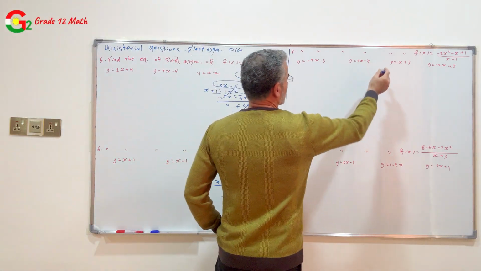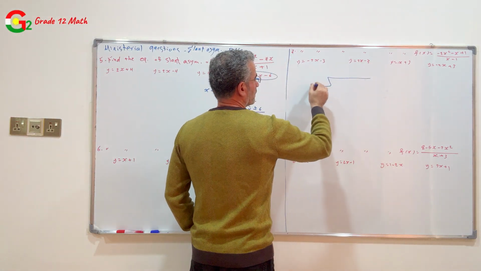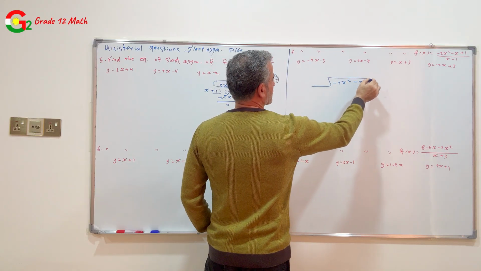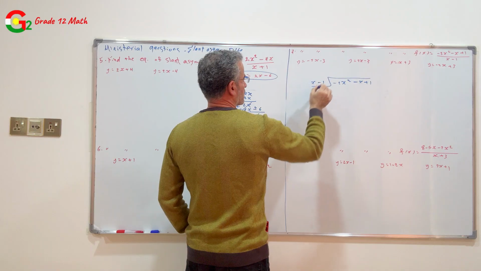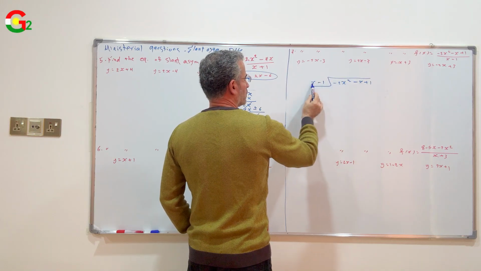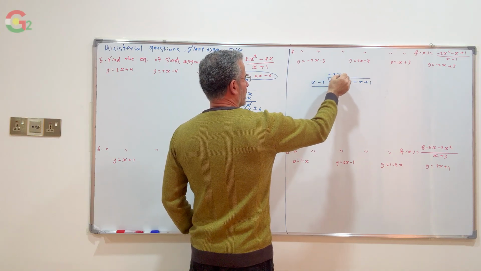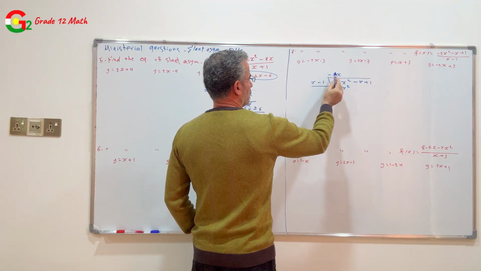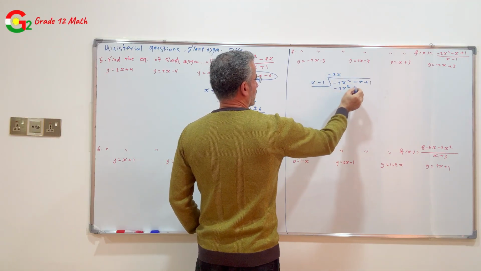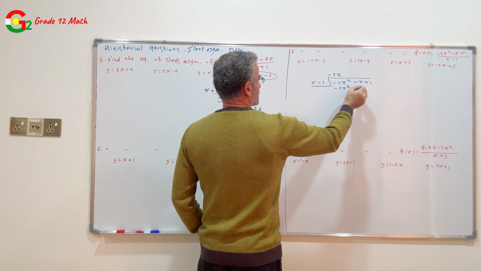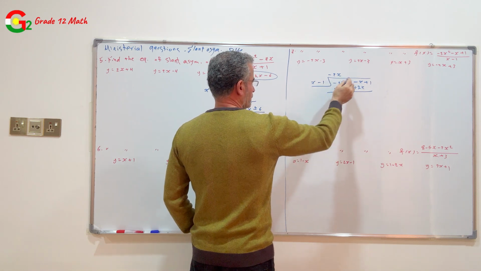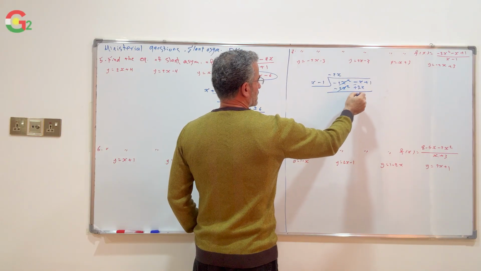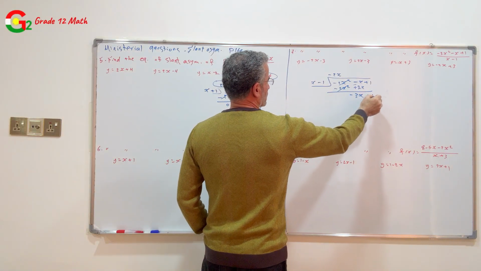Question number 7. Find the equation of the slant asymptote for this function. Divide negative 2x power 2 minus x plus 1 over x minus 1. Negative 2x power 2 divided by x is negative 2x. Negative 2x times x is negative 2x power 2, negative 2x times negative 1 is plus 2x. By subtraction, negative x minus 2x is negative 3x, plus 1.